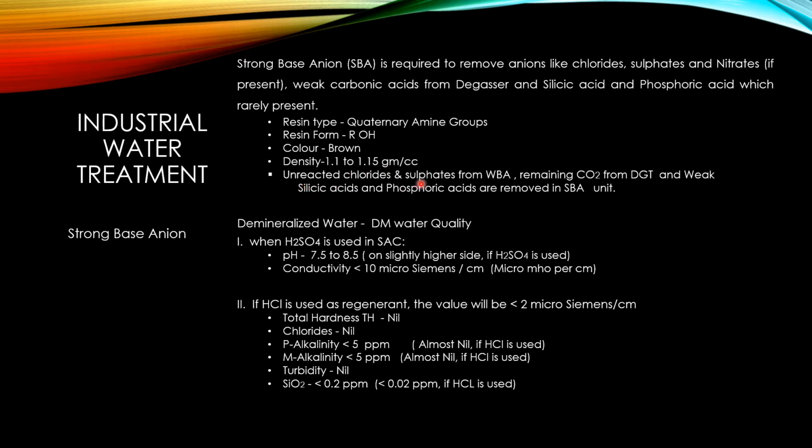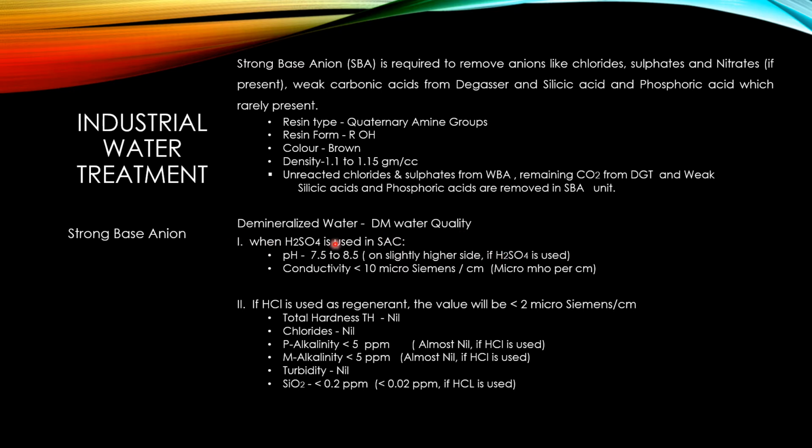Unreacted chlorides and sulfates from weak base anion, the remaining carbon dioxide from the degasser tower, weak silicic acid and weak phosphoric acid are removed in the SBA unit. The SBA outlet water is called demineralized water. This DM water quality you can see now.